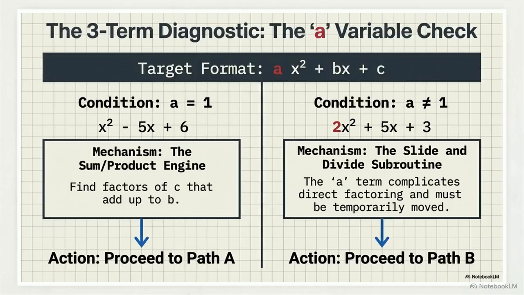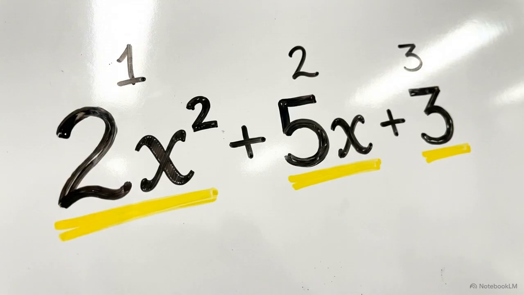If you have a 3-term quadratic, you run one secondary check. You inspect the leading coefficient, the a variable, to see if it is equal to 1, or if it is a larger number that complicates the factoring. Counting terms acts as an objective sorting mechanism. It converts abstract decision-making into a definitive numerical checklist.